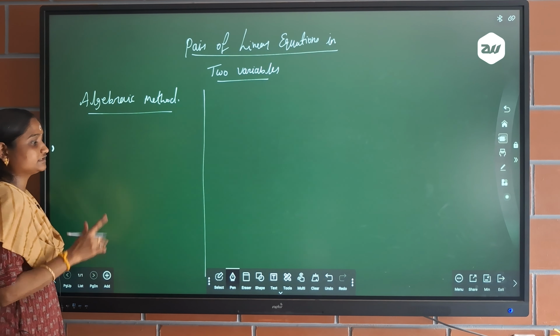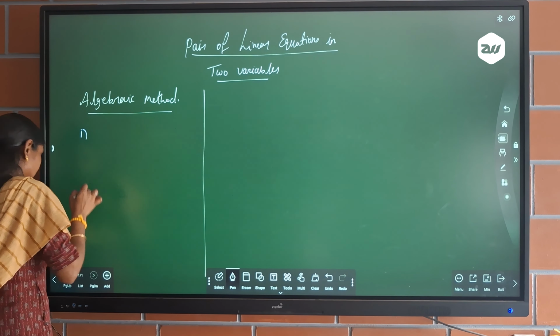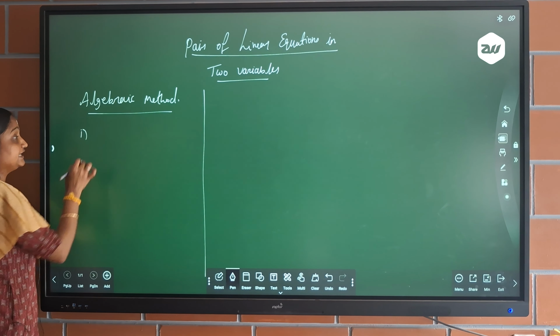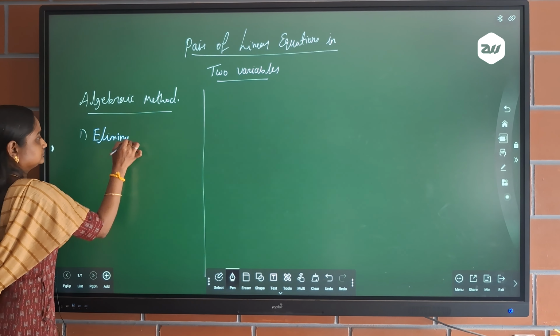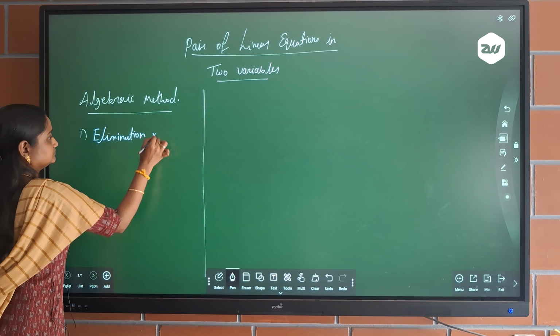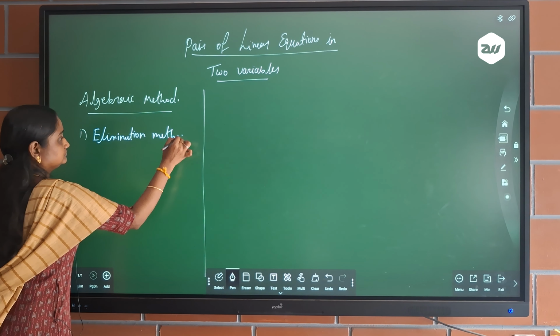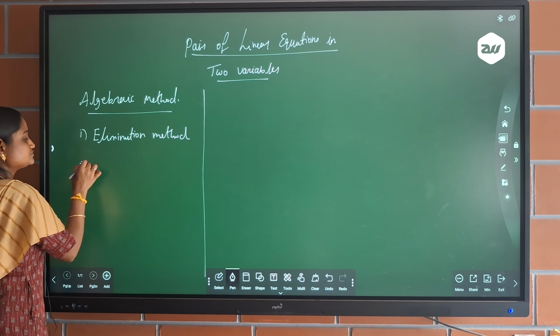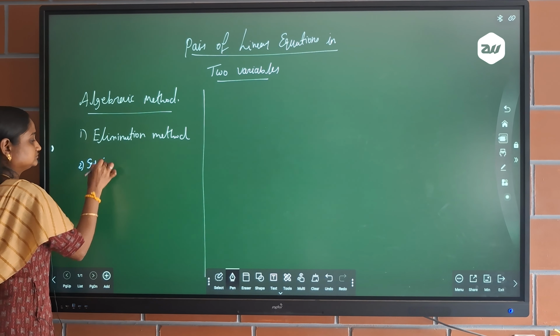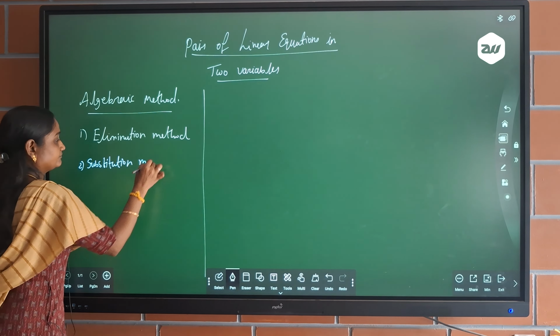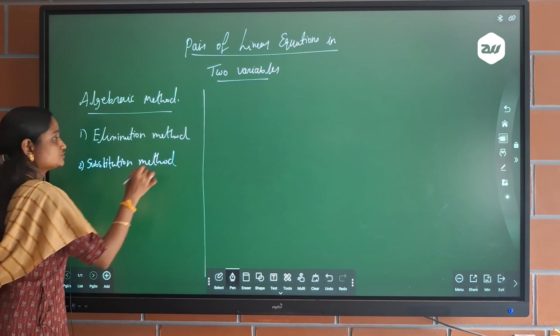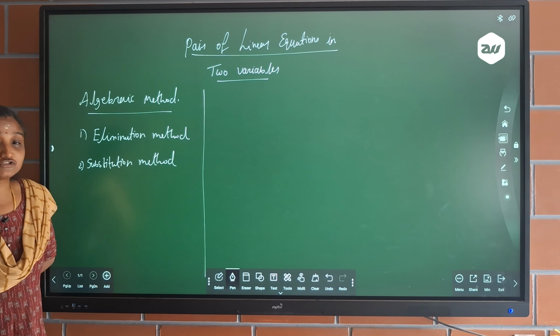So in the algebraic method we have 2 types. அதுல 2 மெத்தட்ஸ் இருக்கு. அது என்னென்னு பார்த்தீங்கன்னா எலிமினேஷன் மெத்தட். செகண்ட் ஒன் என்னன்னு பார்த்தீங்கன்னா சப்ஸ்டிடியூஷன் மெத்தட். ஸோ ஒன்று எலிமினேஷன் மெத்தட், இன்னொன்று சப்ஸ்டிடியூஷன் மெத்தட்.